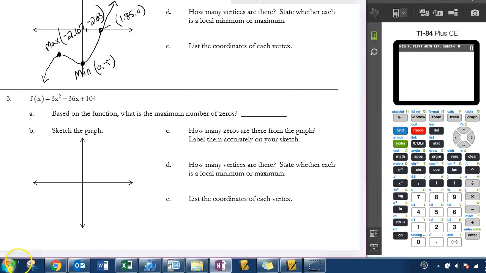One last problem I would like you to try. Here's our answer for number 3. Again, if you have questions on how to use that calculator, please be sure to ask before we take our quiz.